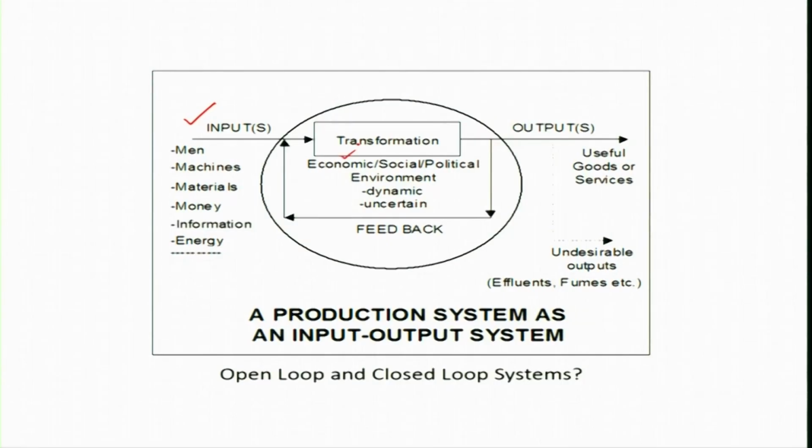Transformation can be economic, social, or political, and it works in a particular environment. This environment can be dynamic and uncertain also. And what is the purpose of this transformation? To create certain outputs required by the consumer, useful products and services. That is the purpose of the transformation process. In the process it also produces certain undesirable outputs in the form of effluents, fumes, etc.